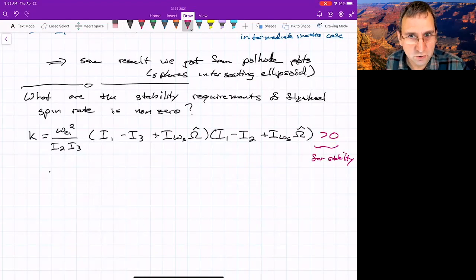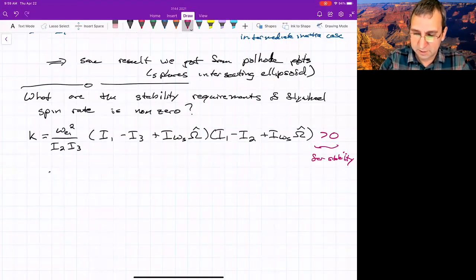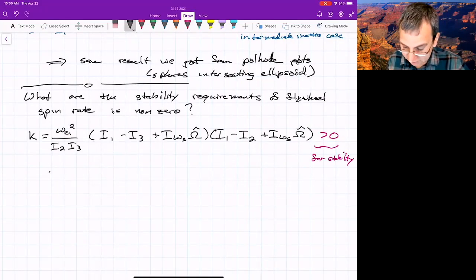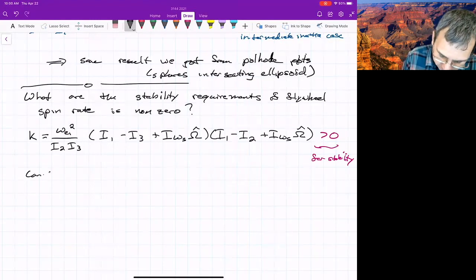So how is this true? This is true, again, if both terms in parentheses have the same sign. So we could figure out what that would be. And it depends on some different cases. We could make some assumptions about the ordering, but it's probably better to just look at a specific case. So now we're going to look at an example. So we're going to consider an example case.